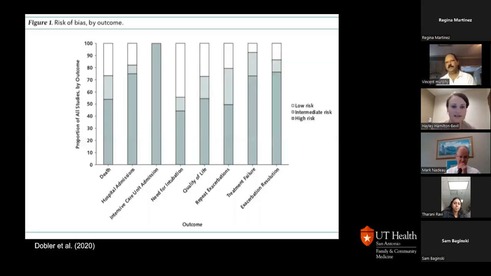This is what their risk of bias data looked like here for the ICU admission. That one has the highest risk of bias. And then treatment failure, it noted that that one was pretty high risk of bias as well.